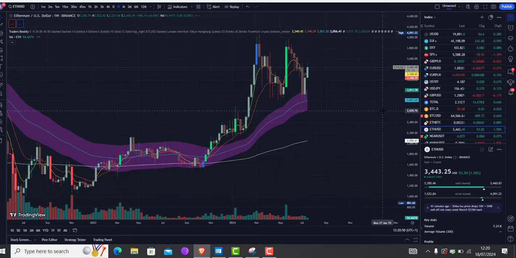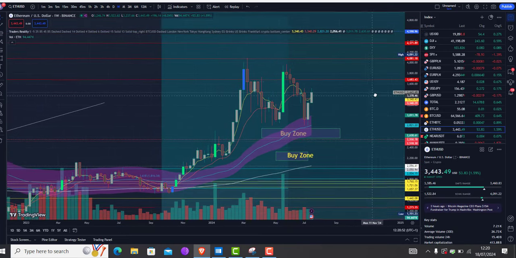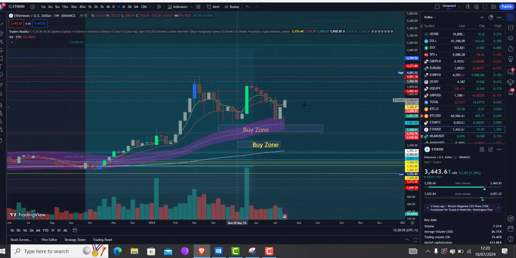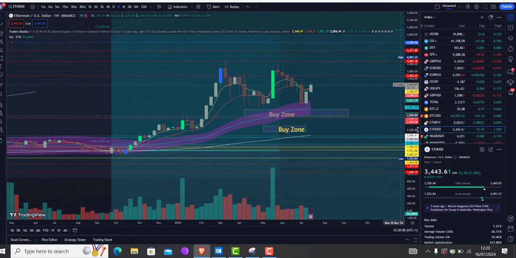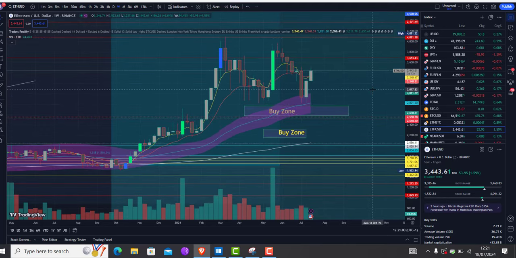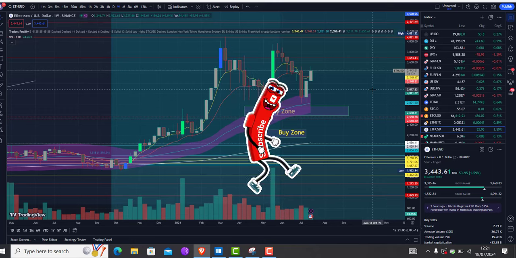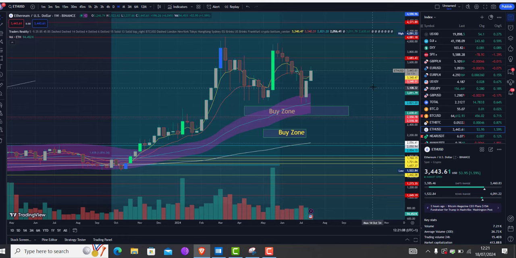Let's take a look also at Ethereum. Ethereum is looking pretty good as well. So this is the daily, weekly time frame. Ethereum will have to close above 3,000 if we want to go any higher. Like I'm saying, above 3,000, 3,095, something like that. If the candle closes at this level, then most likely Ethereum will go even higher, okay?